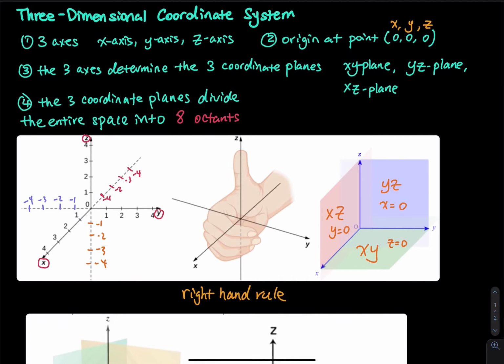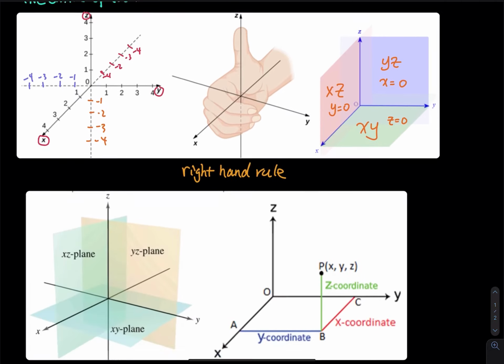You have a point on the XY plane, that plane, z is equal to 0. You have another point on the XZ plane, at that plane, y is equal to 0. So that's how the first three pictures work. Let's take a look at two more.